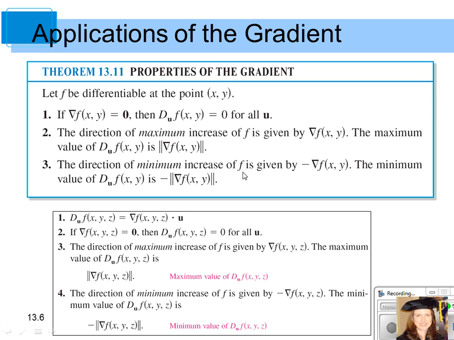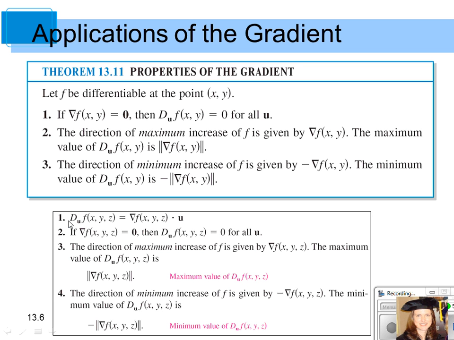The direction of minimum increase of the function is given by the opposite of the gradient of f of x, y. The minimum value of any directional derivative is equal to the opposite of the magnitude of that gradient. So the first theorem applies if you have a function of 2 variables.